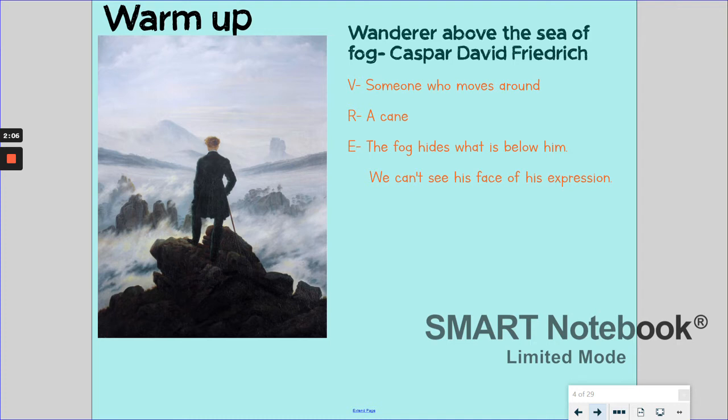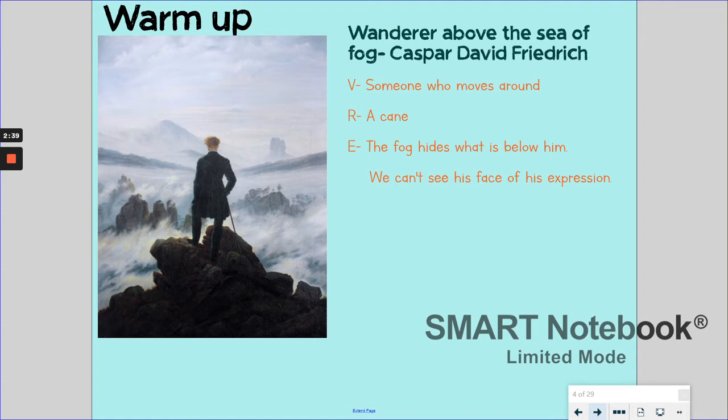Explaining then, there are a number of ways of answering this. I think you could say that the fog hides what's below, so you don't know too much about the land below him. You just see those mountain peaks peeking through. So there's some mystery in what's below. Also, there's the mystery of the man. As I say, we can't see his face. We can't see his expression. Is he gazing in wonder? Is he crying? Is he smiling? What's his story? What's the purpose of him standing on this cliff?